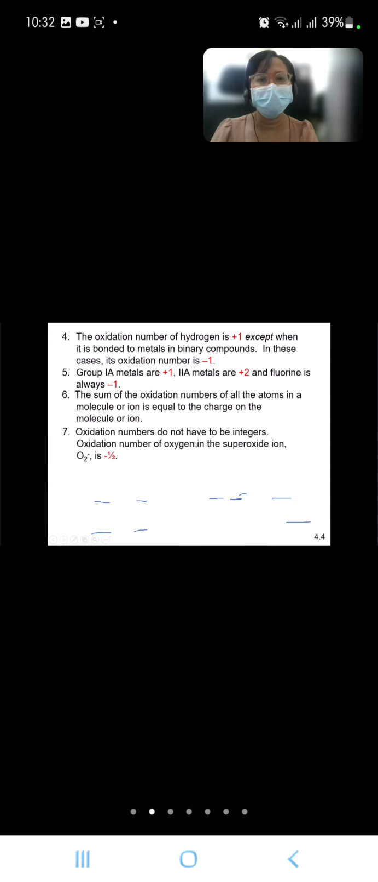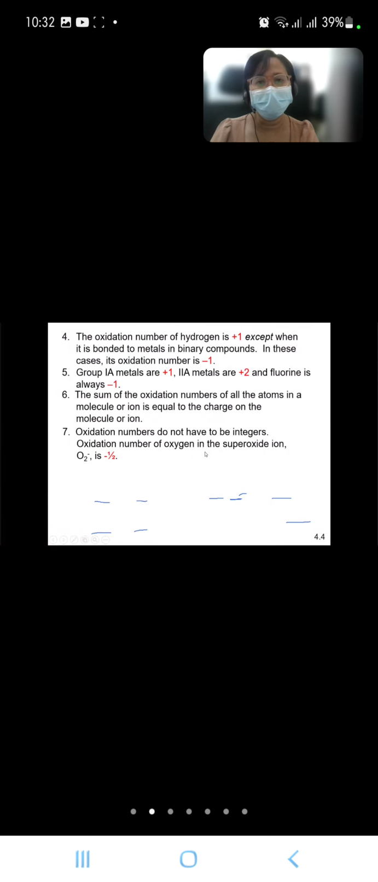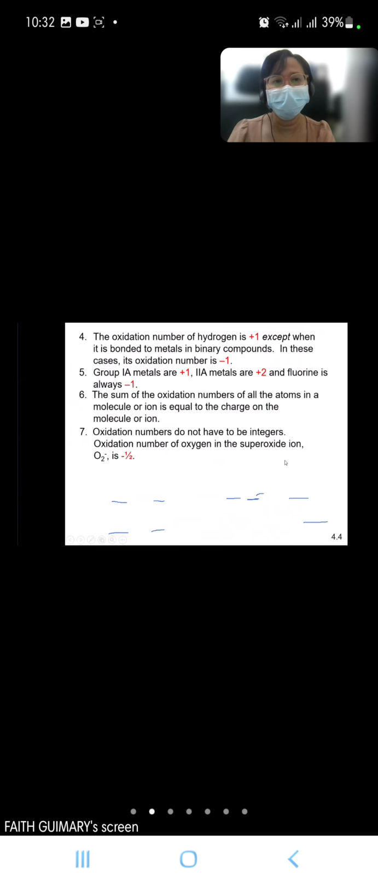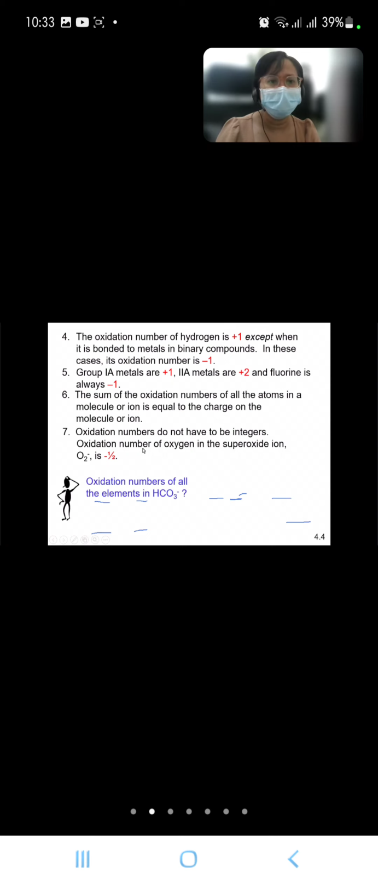Oxidation numbers do not have to be integers. The oxidation number of oxygen in the superoxide ion, O2 negative, is -1/2. But only a few compounds are formed by the superoxide, so we will not deal more with superoxides. What I will give you are the compounds of oxygen that are common. Only a few are superoxides.